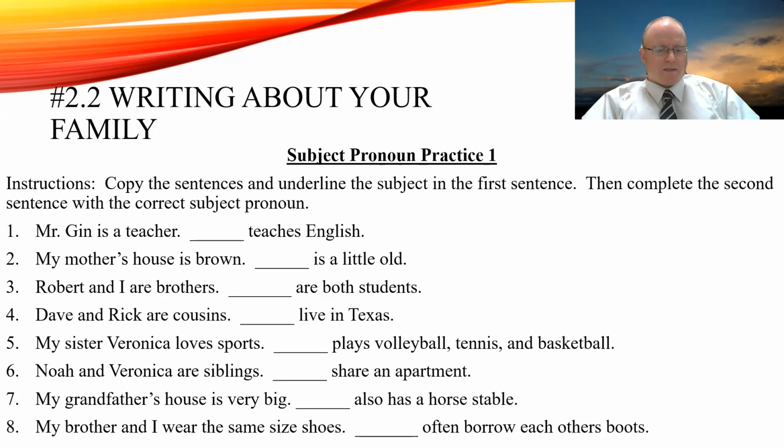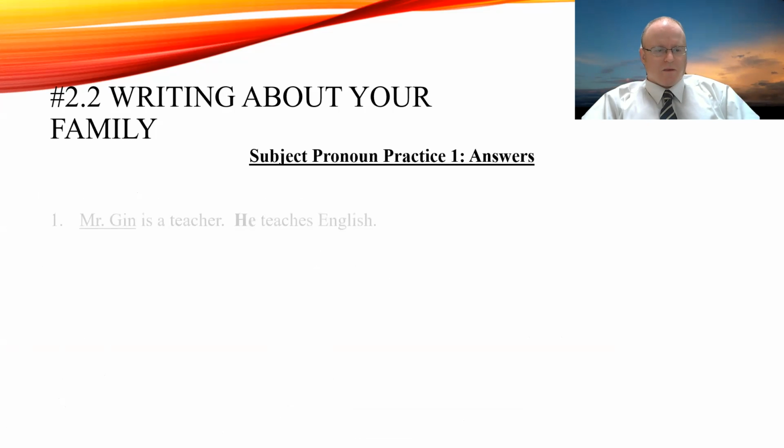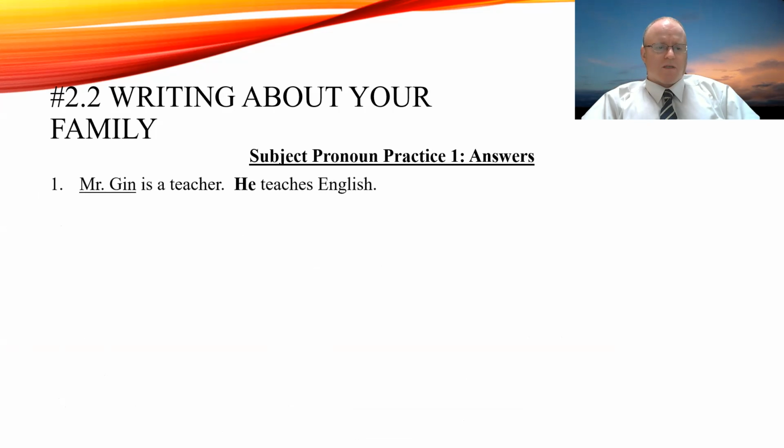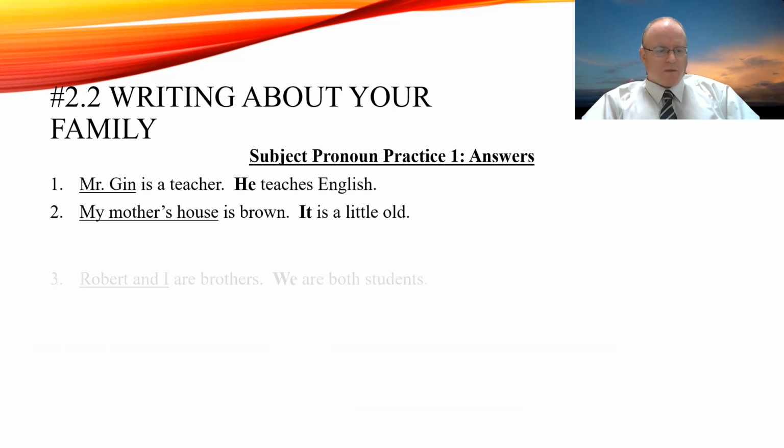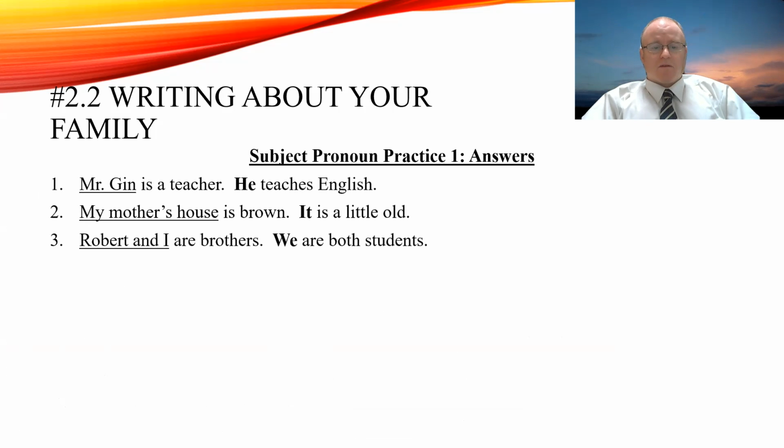All right, let's take a look at the answers. For number 1, we have Mr. Jin is a teacher. He teaches English. He refers to Mr. Jin. Number 2, my mother's house is brown. It is a little old. It refers to my mother's house. Number 3, Robert and I are brothers. We are both students. We refers to Robert and I.